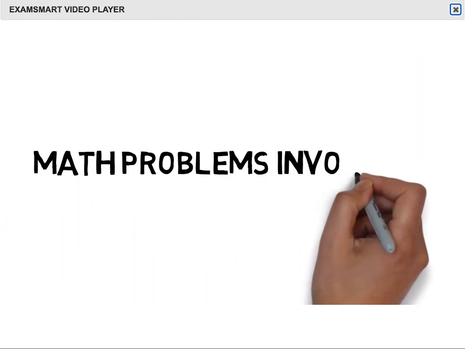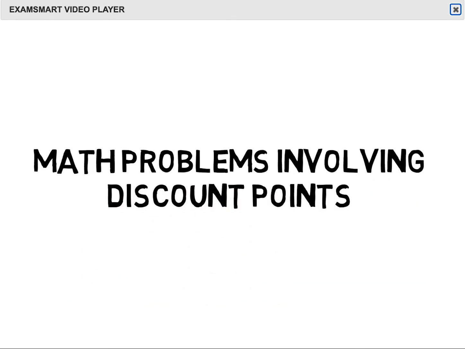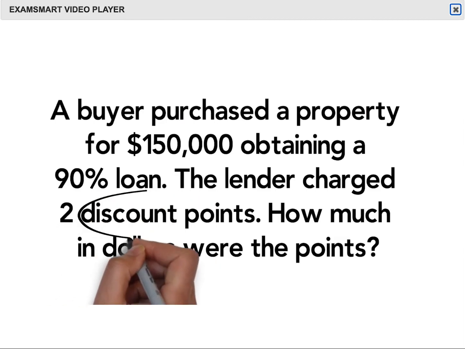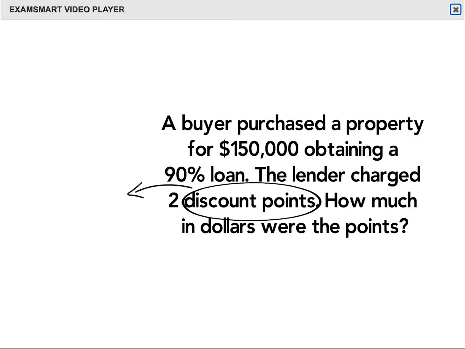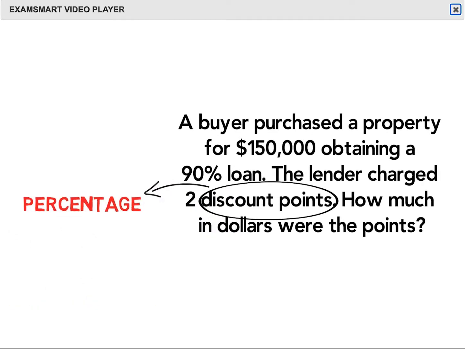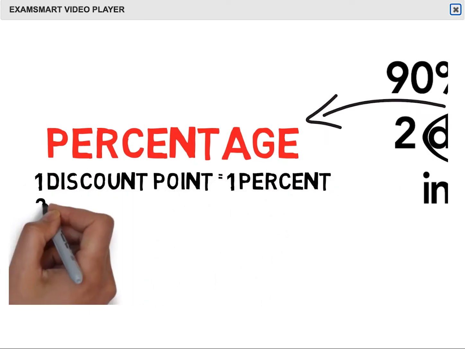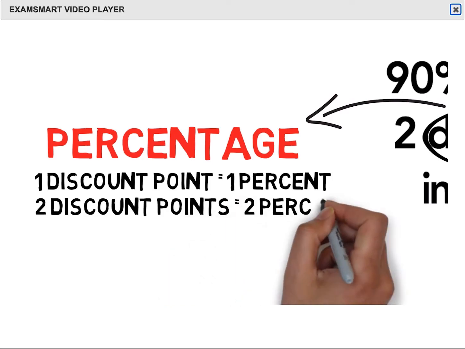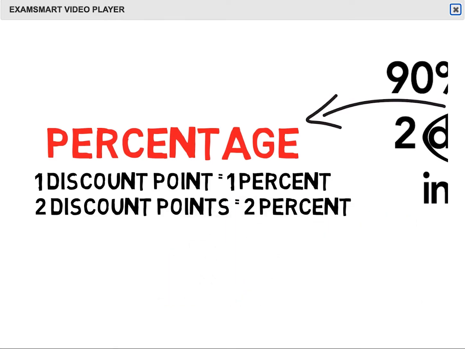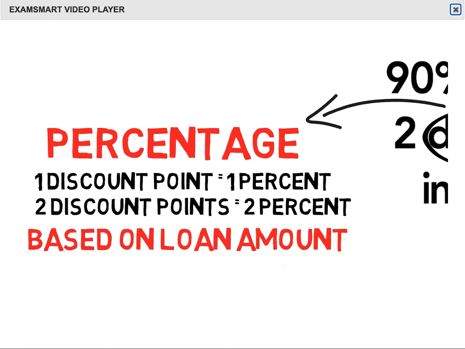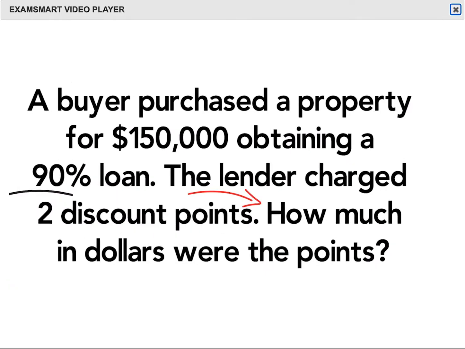Let's tackle some math problems involving discount points. A problem might say that a buyer purchased a property for $150,000, obtaining a 90% loan. The lender charged 2 discount points. Please remember that a discount point equals a percentage. So if a lender charges 1 discount point, or 1 point, that would equate to 1%. If a lender charges 2 points, that would be 2%. And also remember that discount points are always based on the loan amount, never the sale price, always based on the loan. The question would then say, how much in dollars were the points?